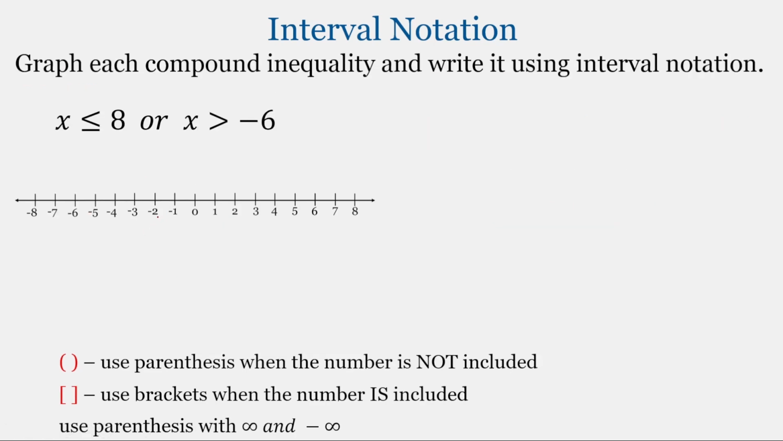So now let's look at some special cases that may not be obvious until after we graph them. So we're going to start by graphing them. So we have x less than or equal to 8. So we have a closed circle at 8. And then we'll have all numbers less than 8. So that's going to go on to negative infinity. Then we also have x greater than negative 6. So we have an open circle at negative 6. And then all numbers bigger than negative 6. So that's going to go on forever in the positive direction.